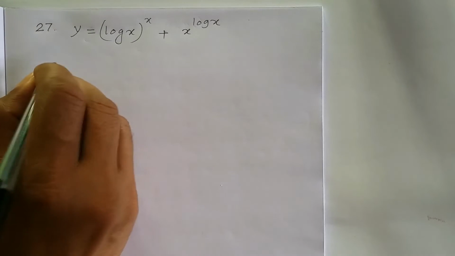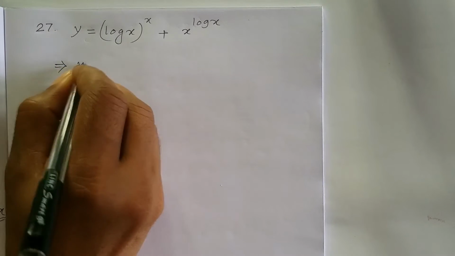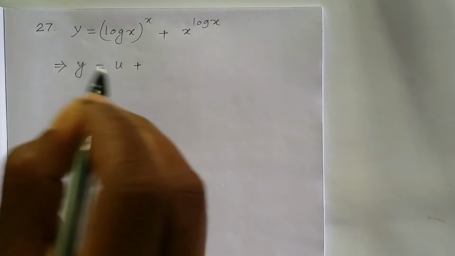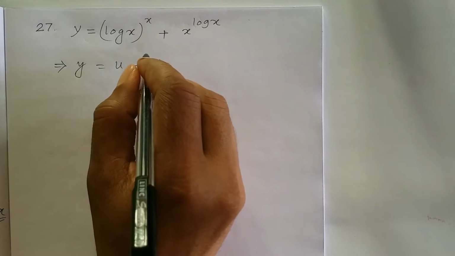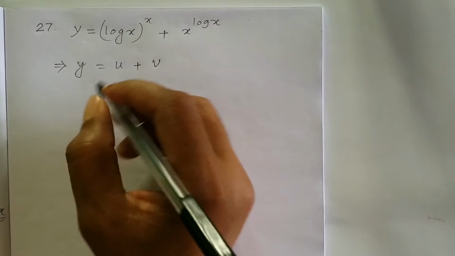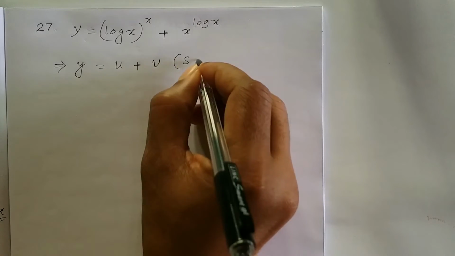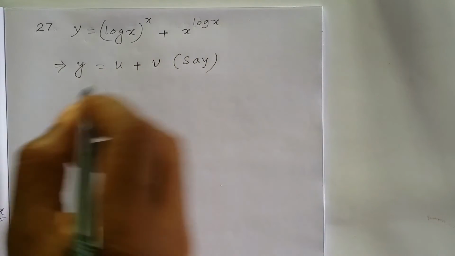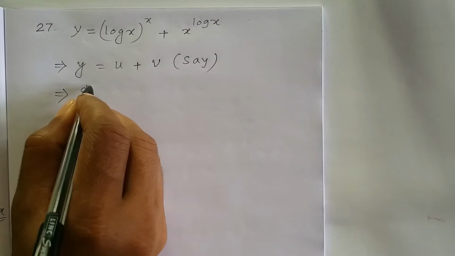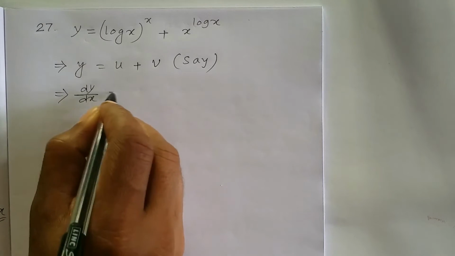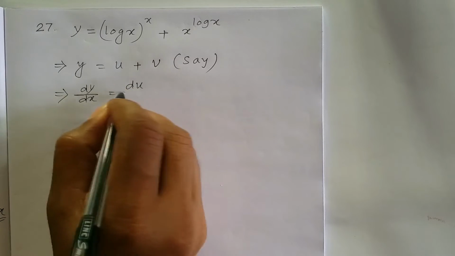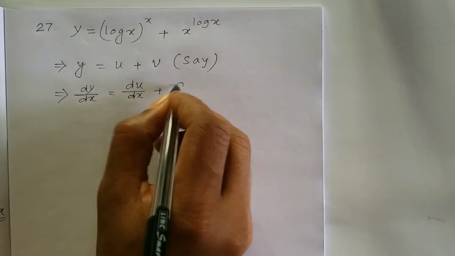So if you solve it with the u plus v method, what will come? Say y is equal to this is u plus v, and differentiate with respect to x. So dy dx, what will come? It will be du dx plus dv dx.